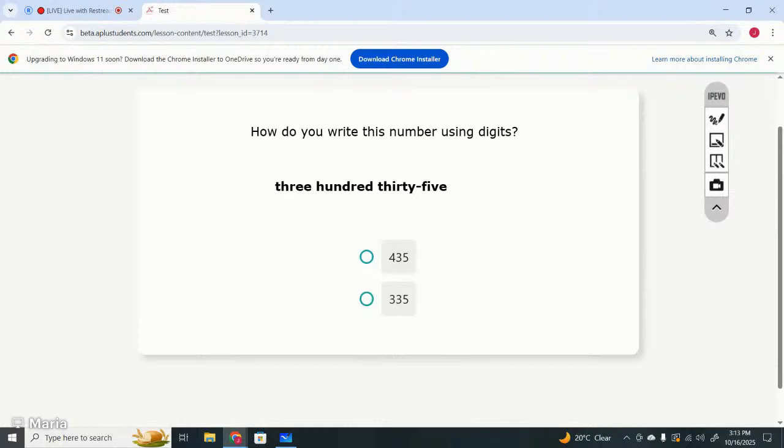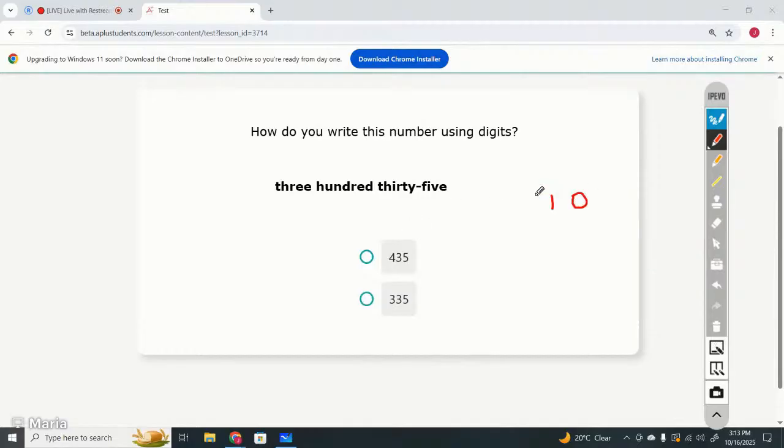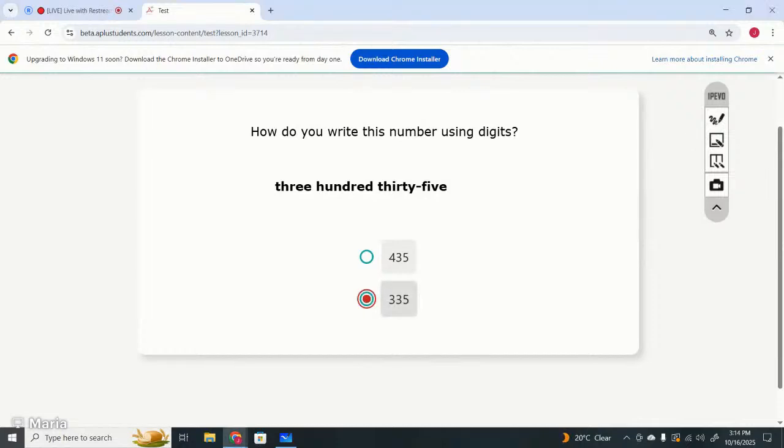How do you write this number using digits? Now we need to write it in digits. 335, right? So 300s, that means 3 is at the hundreds place, and in 35, 3 is at the tens and 5 is at the ones. So option number 2 is the correct option, that is 335.